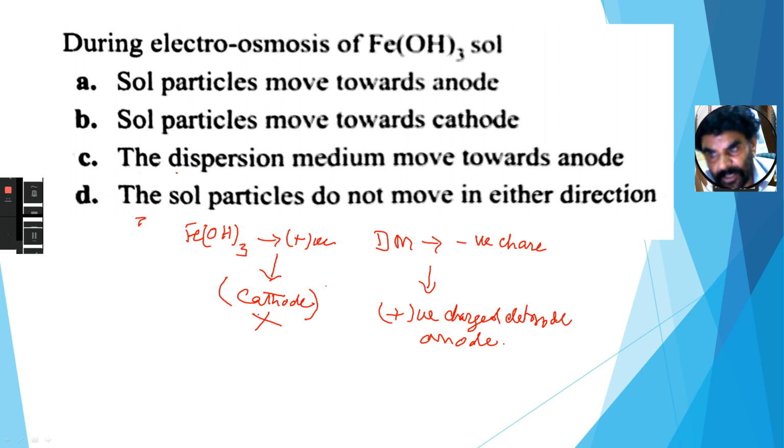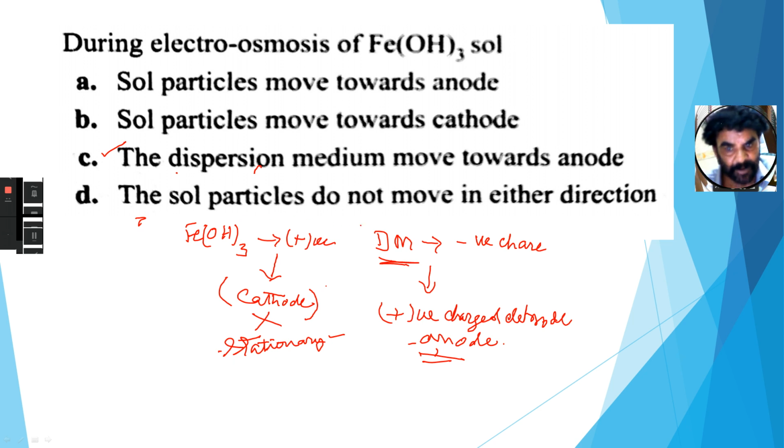Now, what is the correct option? Sol particles move towards the anode: wrong. They are stationary. They do not move. Sol particles move towards the cathode: wrong. And the dispersion medium moves towards the anode, since it is negatively charged. It moves towards the positively charged anode. This is a correct statement.